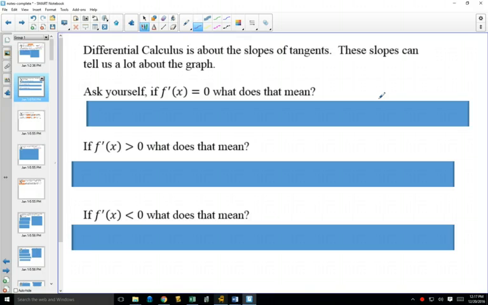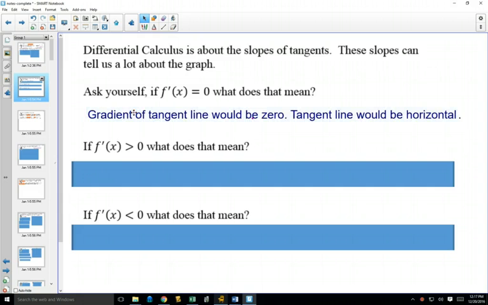So some stuff about calculus. Calculus is about tangents and slopes of tangents. So what happens when we have the slope equal to 0? That means that we have a horizontal line. If the slope of the tangent line is 0, we would have a horizontal line.